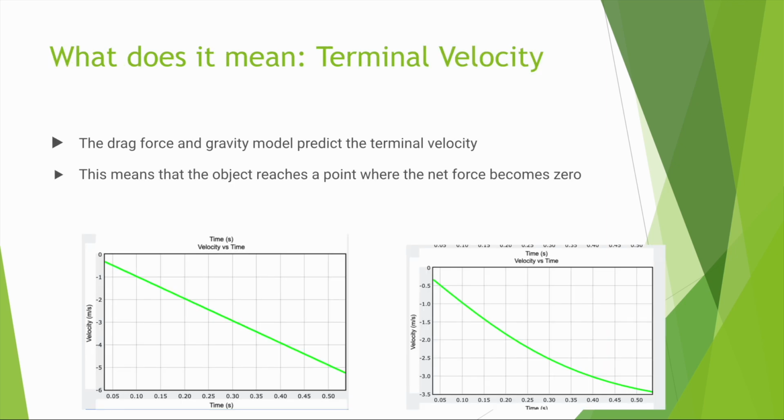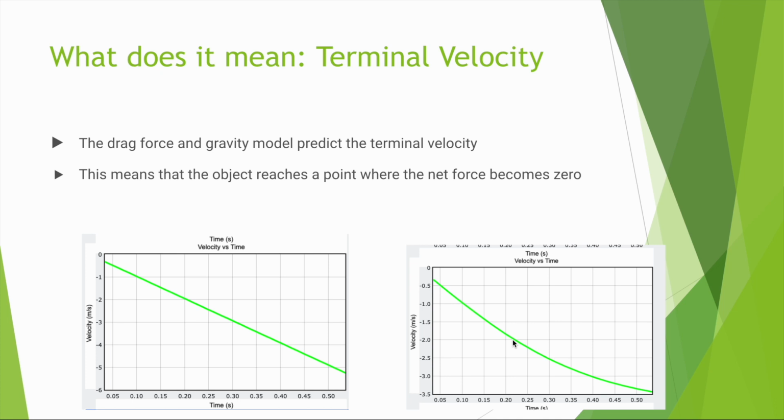So what does this mean with regards to terminal velocity? Well, the drag force and gravity model predict the terminal velocity. We have 2 graphs right here, the gravity only and the gravity and drag. We can see that with the gravity and drag model, the velocity is changing and approaching a certain velocity, whereas with the gravity only model, the velocity is moving at a certain constant speed. So the drag force and gravity model predict the terminal velocity better.